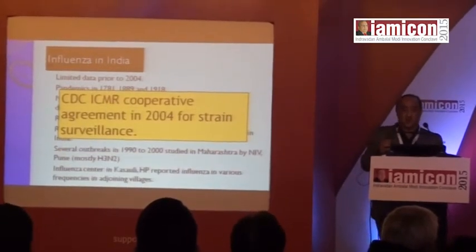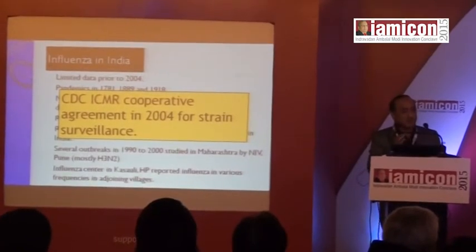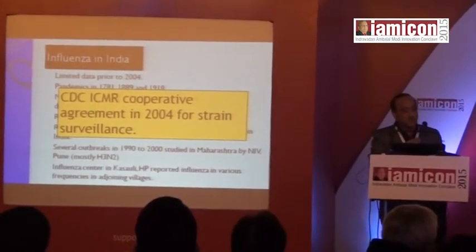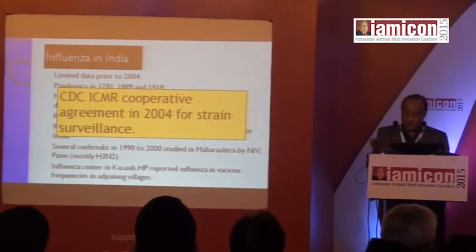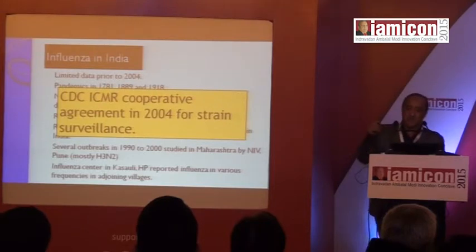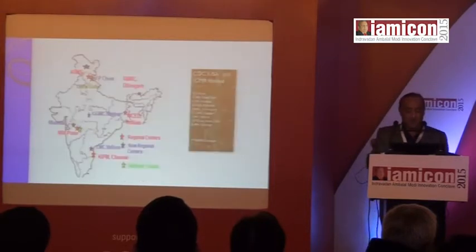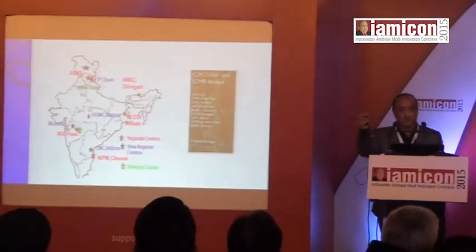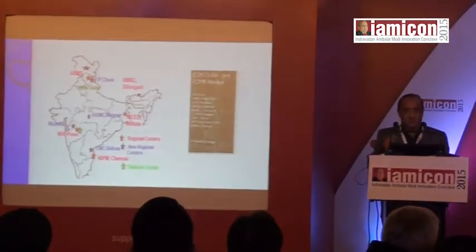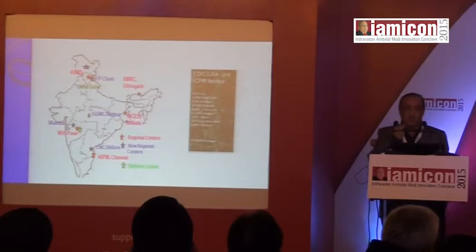Till 2004, when there was a cooperative agreement signed between the CDC of the USA and the ICMR for strain surveillance in the country. They would take 5 to 10 samples from 8 different centers in the country, which are shown here. These samples would be tested for influenza, and then these strains would be deposited for confirmation in the repository of the CDC.